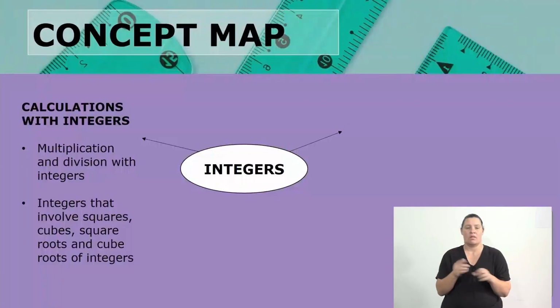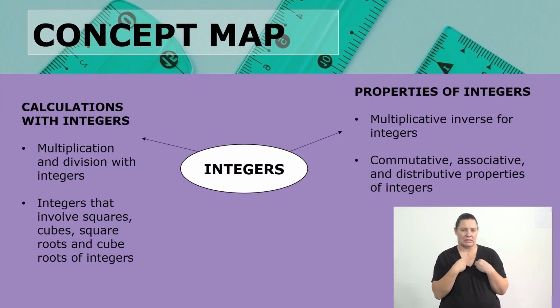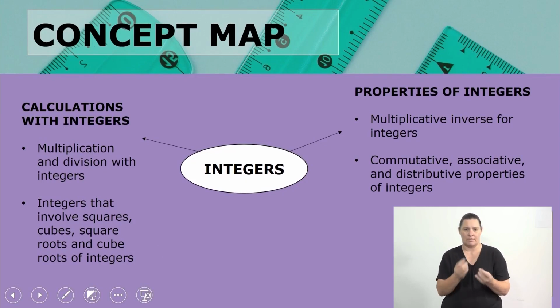Let's look at the focus for today's lesson. So we are going to be looking at calculations with integers, that is, multiplication and division with integers, and integers that involve squares, cubes, square roots, and cube roots of integers. We are also going to be looking at properties of integers. So that is the multiplicative inverse for integers and the commutative, associative, and distributive properties of integers.